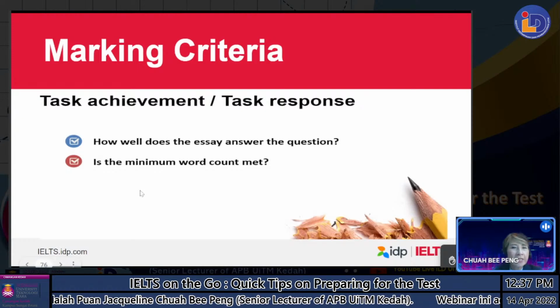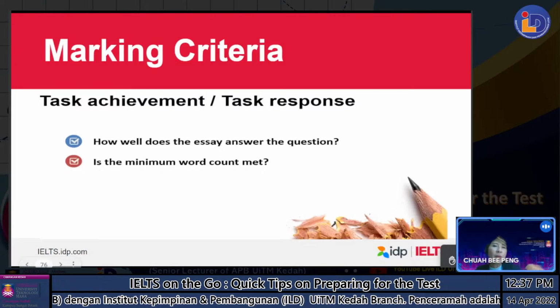Some candidates like to cheat. They write 120 words, they write 160 words. The examiners do count, one by one. So don't waste your time. Let the examiners do the job of counting. Your job is to make sure that you have written everything in full.